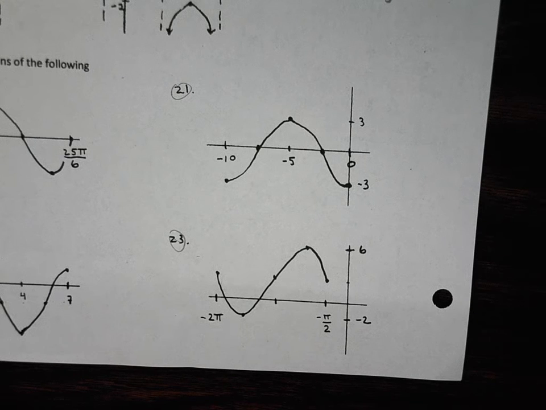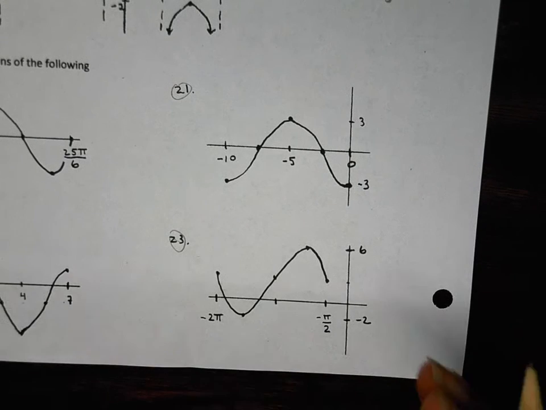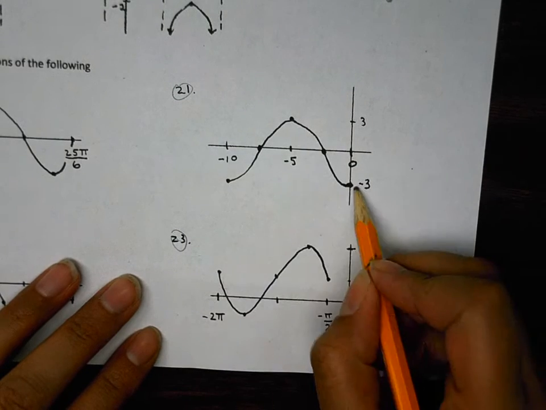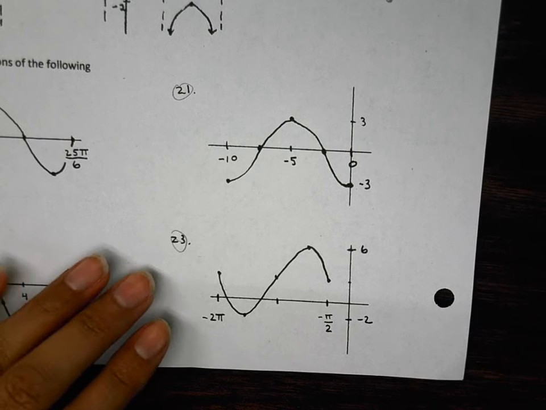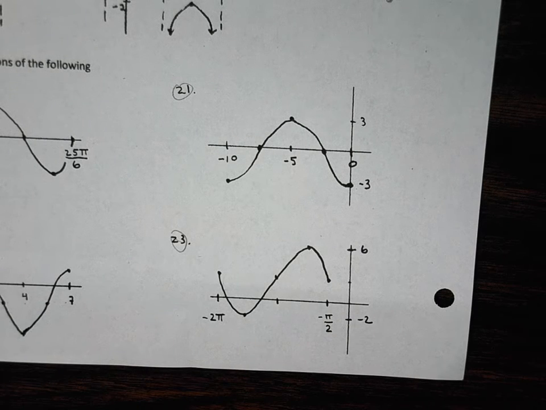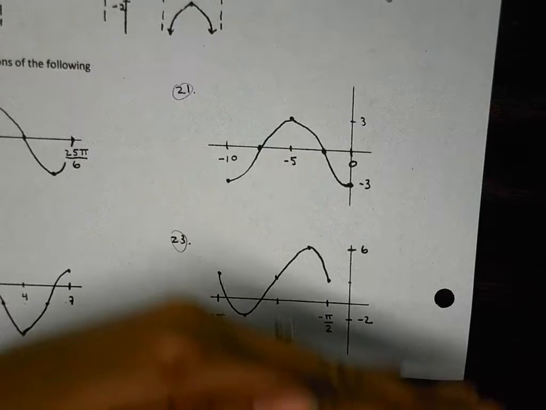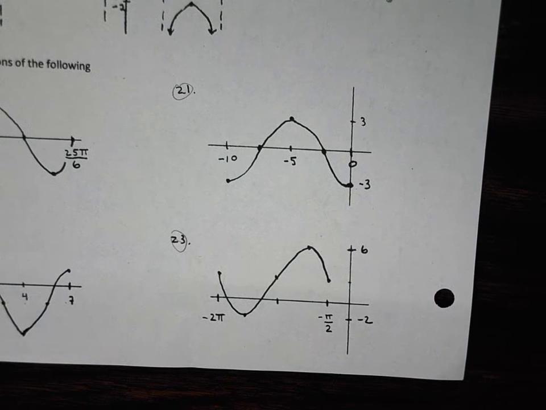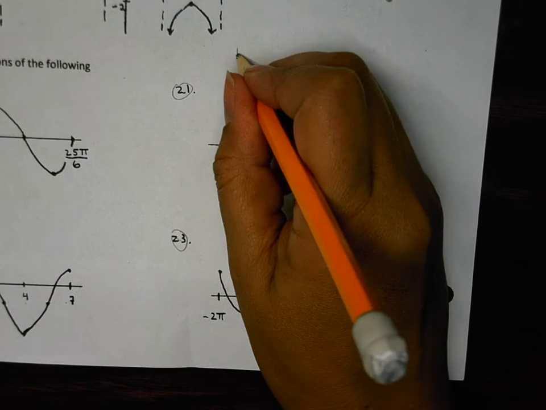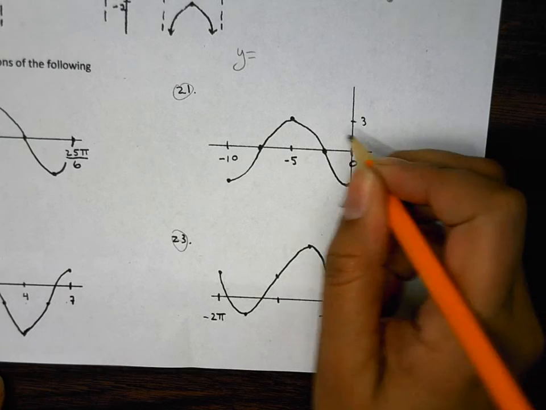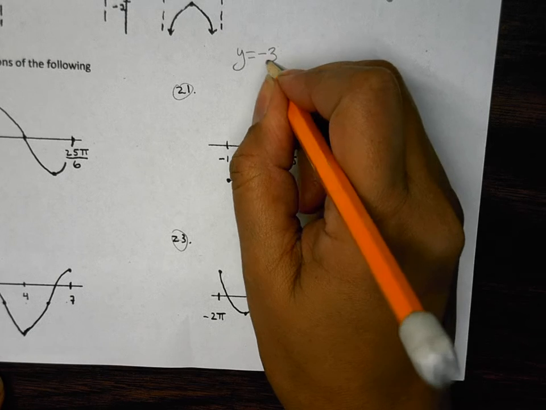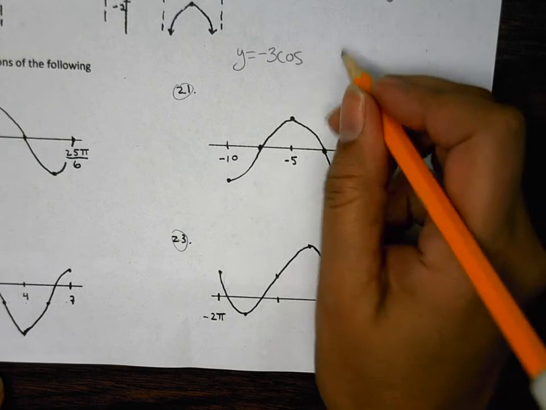Negative? Because the cup is down. All right, max is 3, minimum is negative 3, because they are opposites. Is there any vertical shift? No. All right, so y equals positive 3 or negative 3? Cosine. I'm going to leave my b here for now.